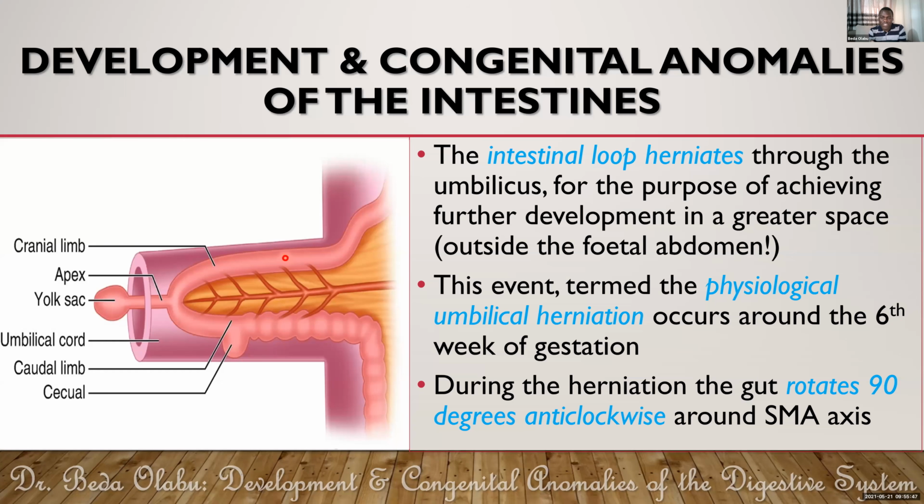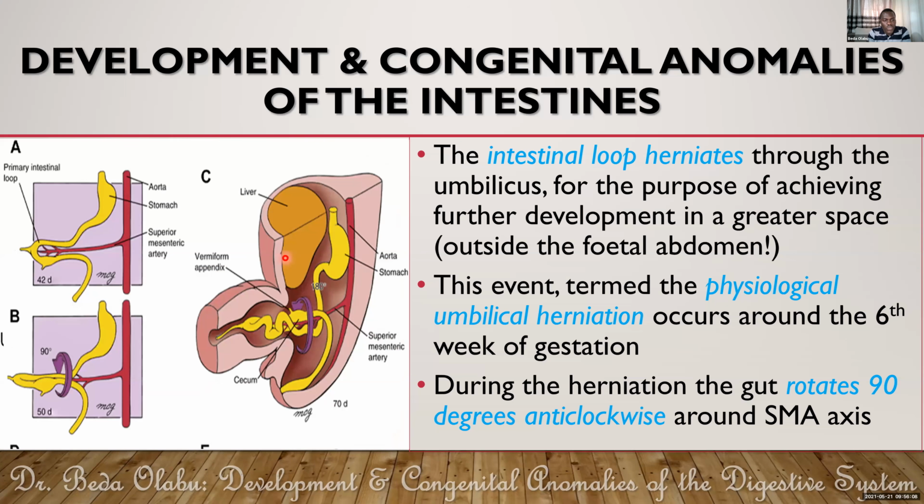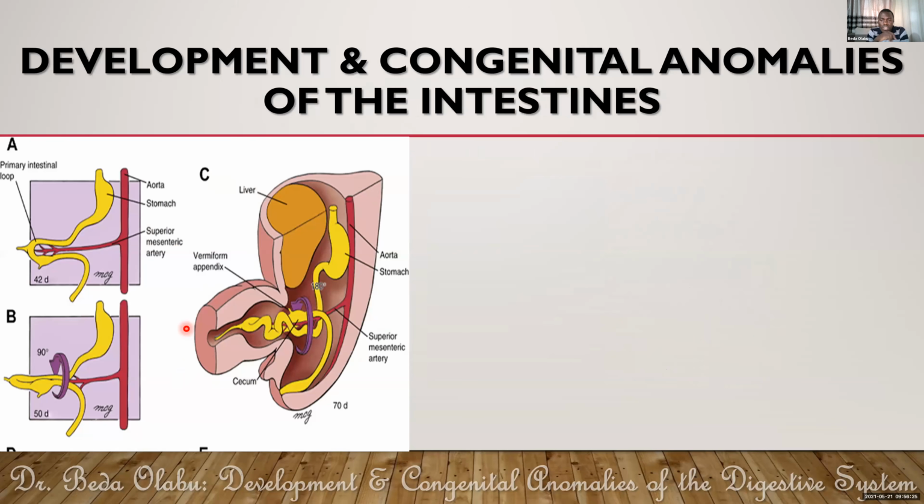It causes the small gut to go to the right side of the abdomen, or right side of the baby, and the large gut to go to the left side of the baby. Remember, that process takes place during the herniation process. So these images show you the process of herniation and the process of the rotation. 90 degrees anti-clockwise. Small gut goes to the right, large gut goes to the left. We call it external rotation.